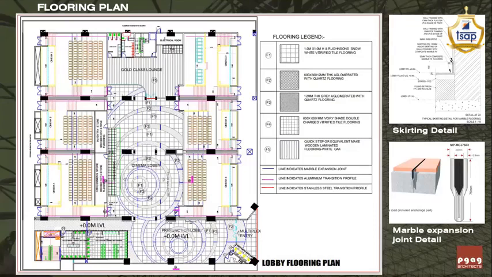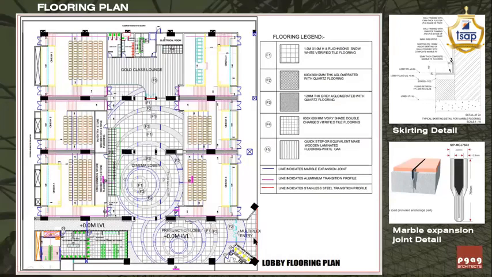Now I was explaining the magenta color line, which indicates the aluminum transition profile. In this particular area we have used two transition profiles: one is the aluminum transition profile where all the cinema entrances are, and the line indicated in red is the steel transition profile. The stainless steel is a little costlier than the aluminum transition profile, so we use it only wherever it is going to be displayed.